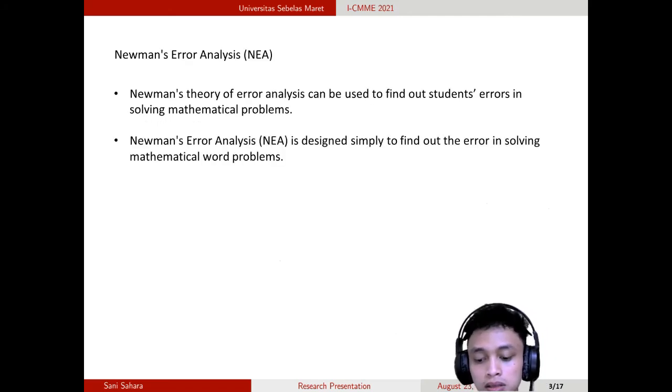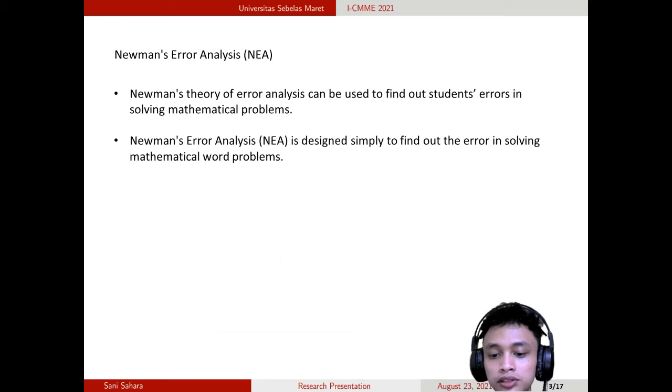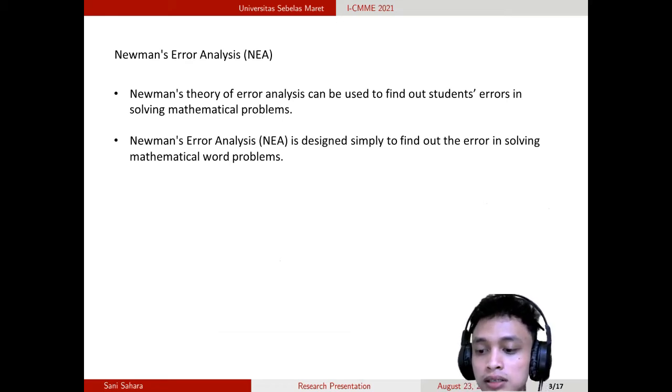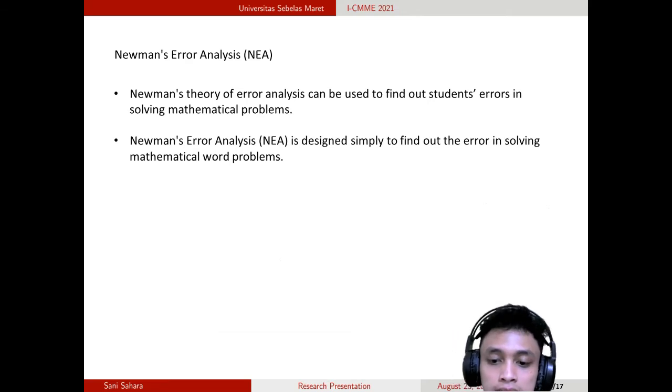So we go to the next, that is the NEA, or Newman's error analysis. The Newman theory of error analysis can be used to find out students' errors in solving mathematical problems. NEA is designed and simplified to find out the errors in solving mathematical word problems. When a child solves mathematical word problems, he or she has to work through 5 basic steps, namely reading, comprehension, transformation, process skills, and the last is encoding.